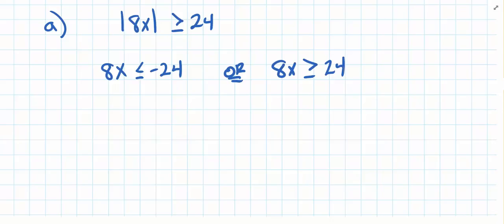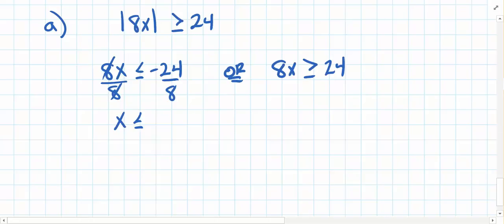Okay, so now I just simply solve both of them. All right, I'm going to divide by 8 on both sides. So I'm going to get x is now less than or equal to negative 24 divided by a positive 8. How much is that worth, you guys? That's worth negative 3. Very good. Or I'm going to divide both sides by 8. I'm going to get x is greater than or equal to what?